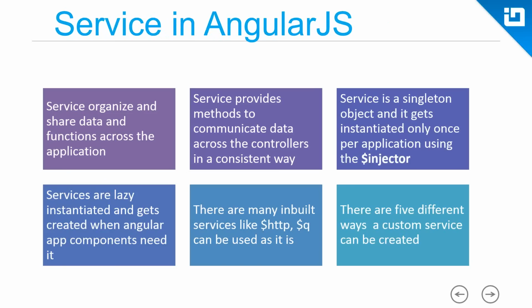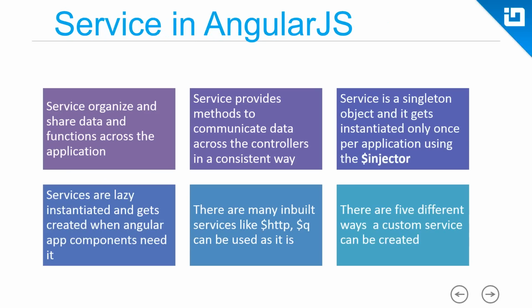Whereas services are exactly the opposite of controllers. Services are singleton objects in an Angular application. Services are used to organize and share data and functions across the application. Services provide methods to communicate data across controllers in a consistent way. A service is a singleton object, and it gets instantiated only once per application using the injector. Services are lazily instantiated and get created when an Angular app component needs them. There are many inbuilt services like $http and $q that can be used as is. If you want to make an AJAX call, you may want to use the inbuilt HTTP service.